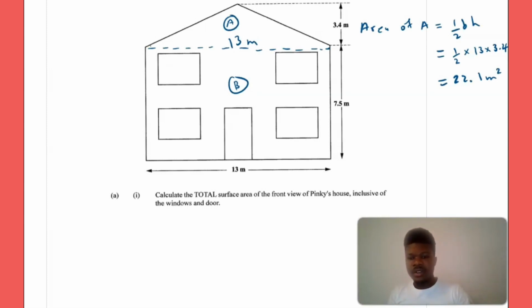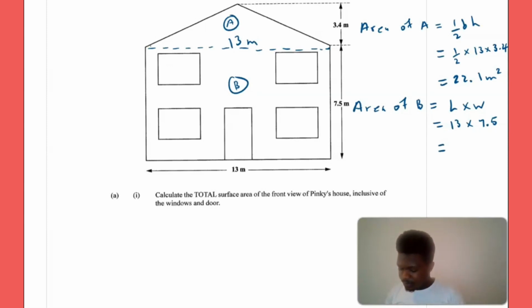Now we need the area of our rectangle. So you can see area of B. We know shape B is a rectangle, which is length times width. The length is 13, while the width is 7.5. Use our calculator again. 13 times 7.5 equals 97.5 meters squared.